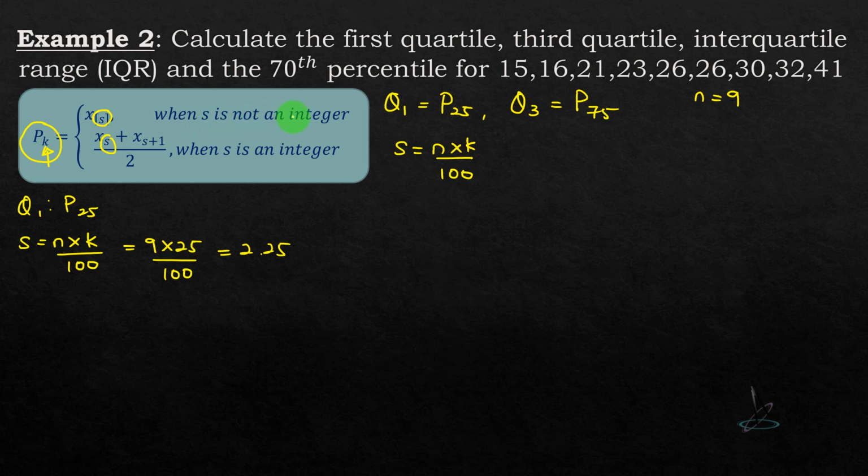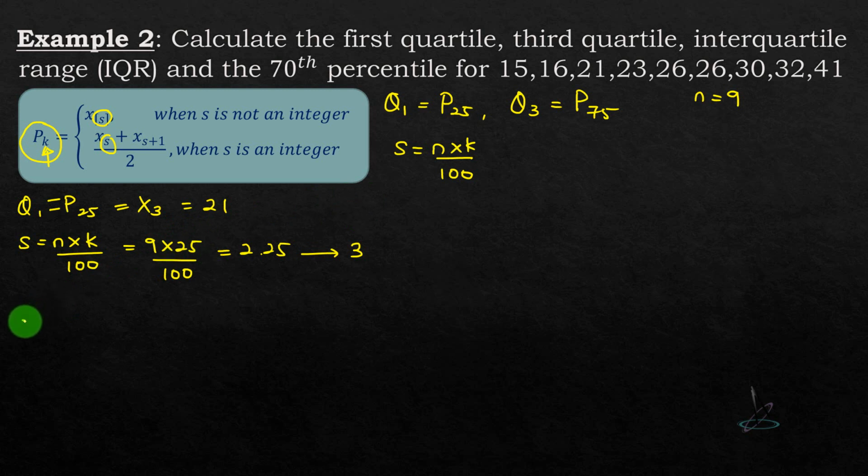When S is not an integer, we round it up to the nearest integer, which is 3. That means the first quartile, P25, is equal to the third data. So 1, 2, 3, the third one is 21. So the first quartile is 21.